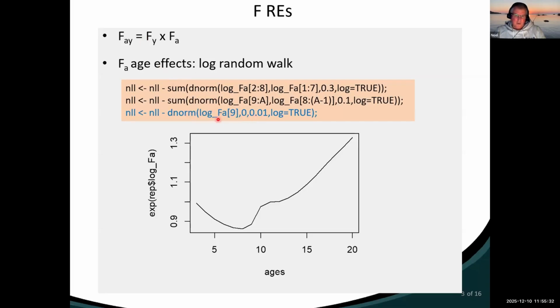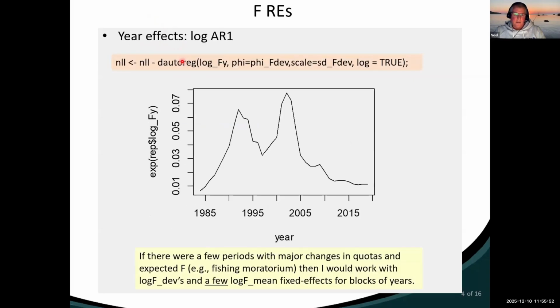There's also this step here where we constrain the effect at a particular age to be close to zero, and that's for identifiability reasons. So anyway, using them there. The year effects were just an AR1 process, so it's pretty straightforward, I think. Anyway, here I just had a simple AR1 process for the year effects.